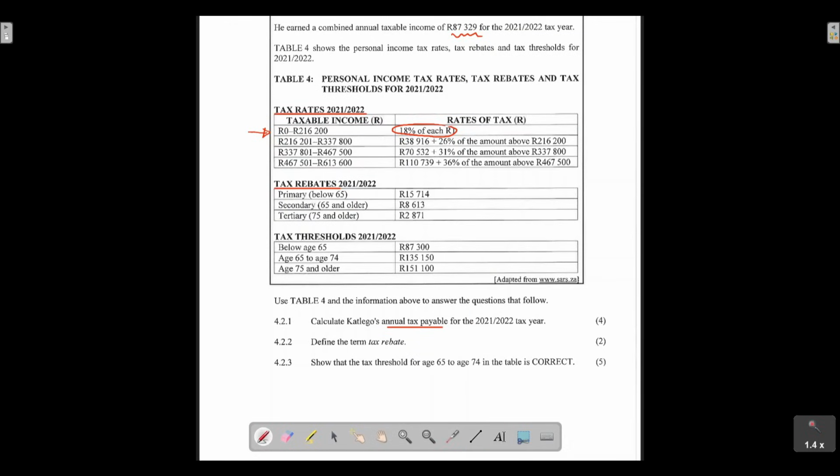Because Katlawa is 24 years old, he qualifies for the primary tax rebate. The primary rebate is for everyone, all natural persons, including those below 65. For example, if Katlawa was 67 years old, he would qualify for both the secondary and the primary rebate. However, because Katlawa is below the age of 65, he only gets the primary rebate of 15,714. So we are going to subtract that 15,714 from the annual tax payable before rebates.